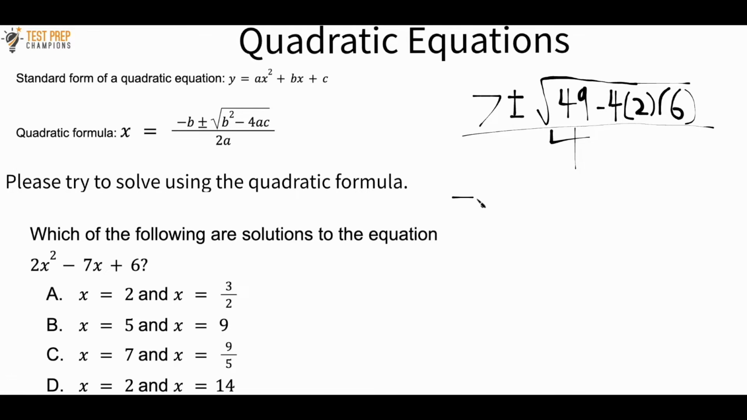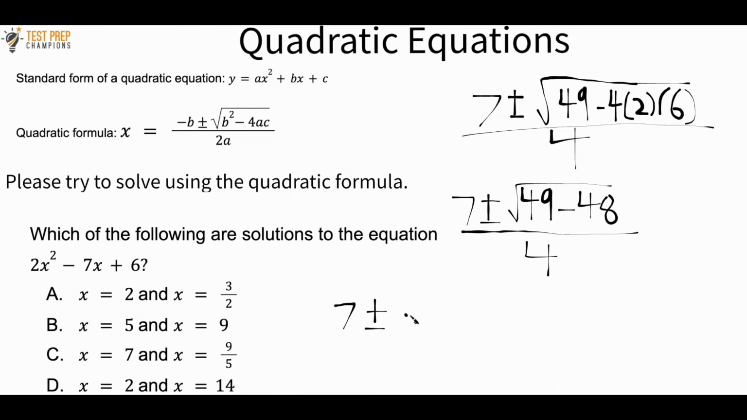Okay, so let me rewrite this again. I'll have 7 plus or minus the square root of 49 minus 48. So why is it 48? Well, remember, because we have negative 4 times 2 times 6, which gives us negative 48. And this is all over 4. And 49 minus 48 is 1. So I can rewrite this as 7 plus or minus the square root of 1 all over 4. And the square root of 1 is just 1. So I'm going to write 7 plus or minus 1 all over 4.